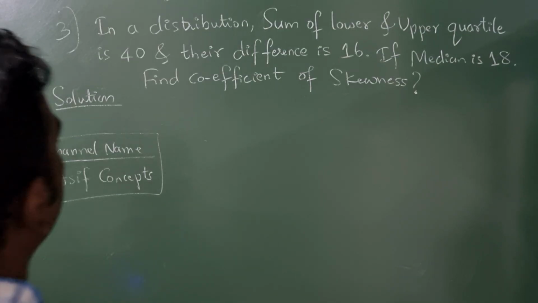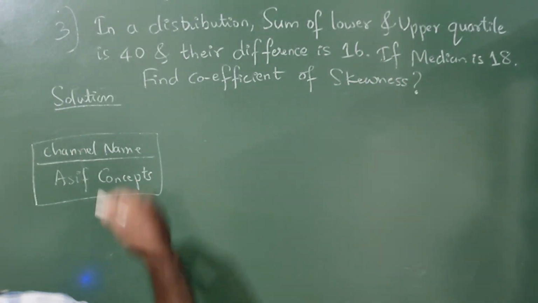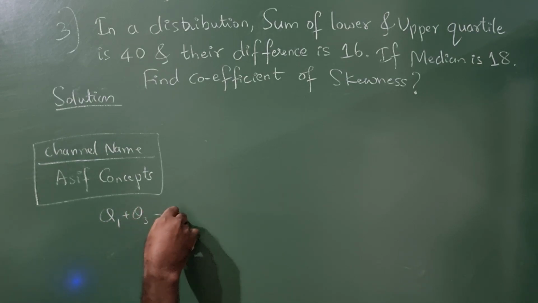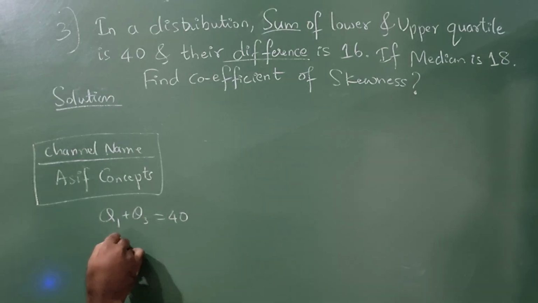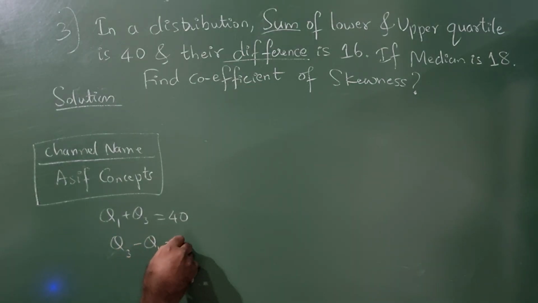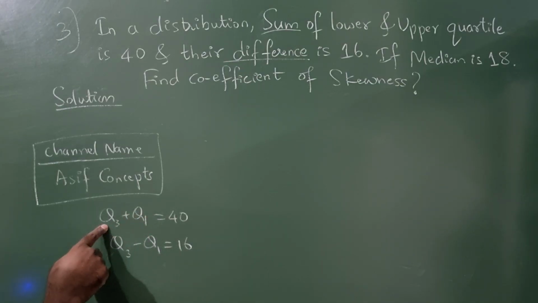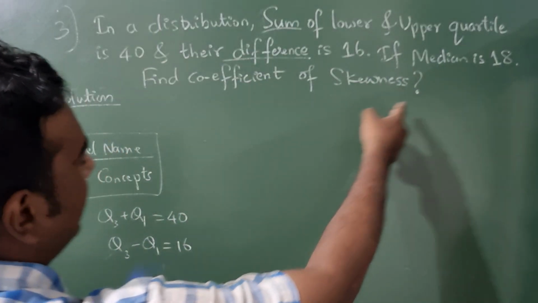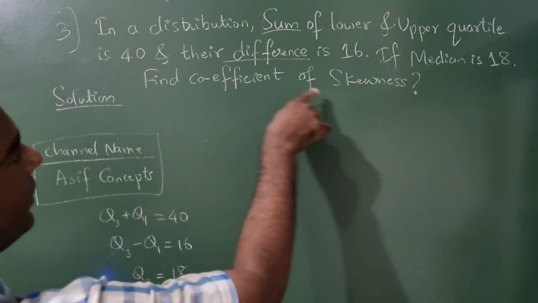Now the next question is, in a distribution, sum of lower and upper quartile is 40. Sum means it is Q1 plus Q3, which is 40. And their difference means Q3 minus Q1 is 16. Let me write here like this. Why? Because this is upper quartile and this is lower quartile, sum. And this is upper quartile minus lower quartile, this is difference, is 16. Always remember median means it is Q2. How much? 18. Find the coefficient of skewness.